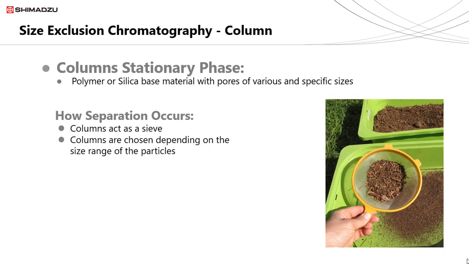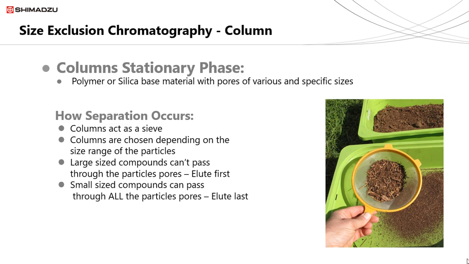The column has a select range of size pores. As larger particles cannot pass through the honeycomb-like interior of these pores and particles, they pass along quickly, therefore eluting first. Smaller particles can travel throughout the whole particle network of pathways, taking longer and eluting last.